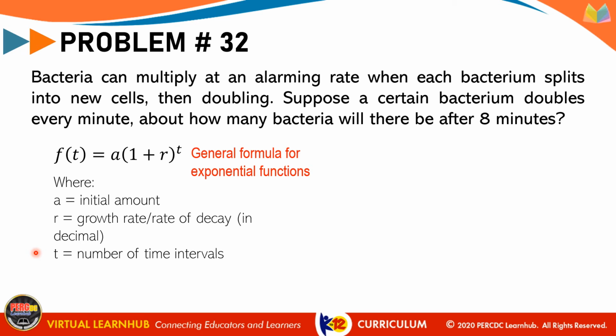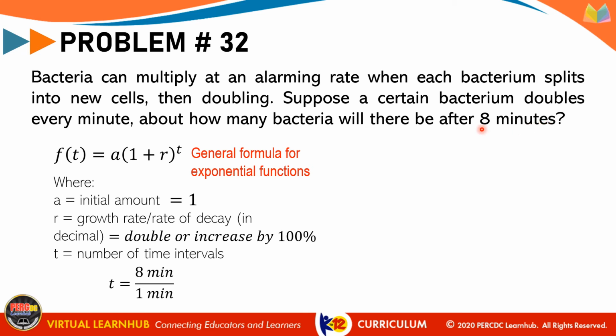So from the problem, let's see. Initially, there is 1 bacteria. So our initial amount is 1, and the growth rate is stated in the problem. The bacterium splits into new cells, then doubles. So it doubles or increased by 100%. And for the number of time intervals, we are asked how many bacteria will there be after 8 minutes. However, our time interval depends on the amount of time the bacteria doubles. So that is 8 minutes over 1 minute. Therefore, t is equal to 8.